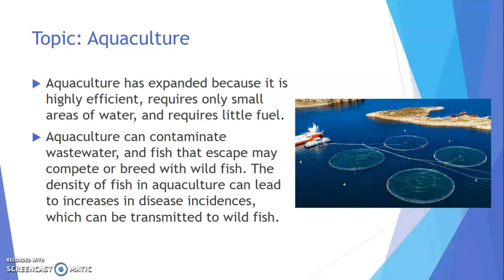So it's efficient, it requires small areas of water, and it doesn't require that much fuel. However, it can contaminate wastewater, and fish that escape may compete or breed with wild fish. So a lot of these aquaculture fish are genetically modified. And there's an issue with that because if you have a GMO fish that gets out into the wild and it's genetically modified to be superior in some ways, it's going to compete with natural fish. And you kind of ruin that biodiversity, right?